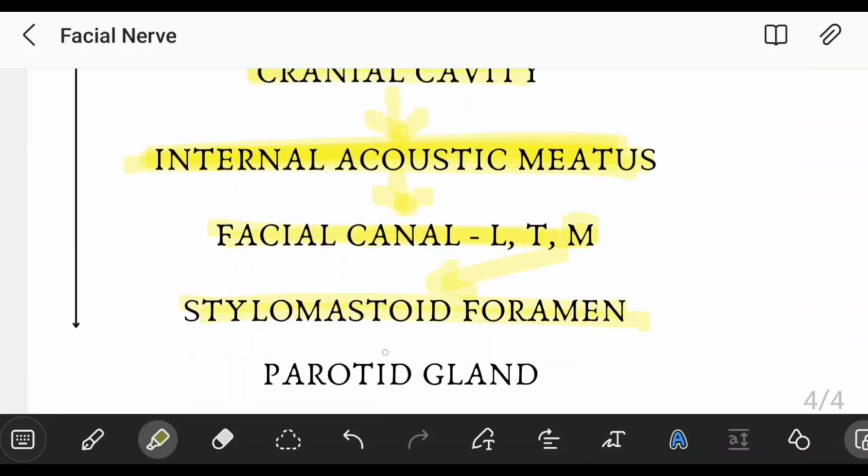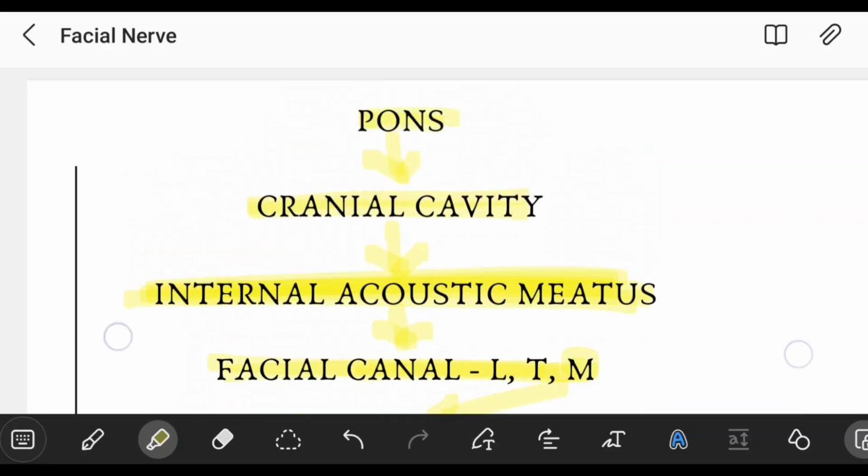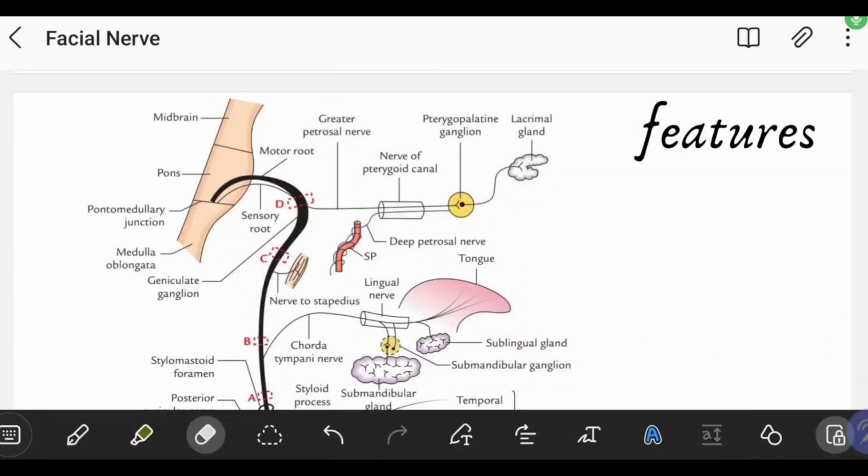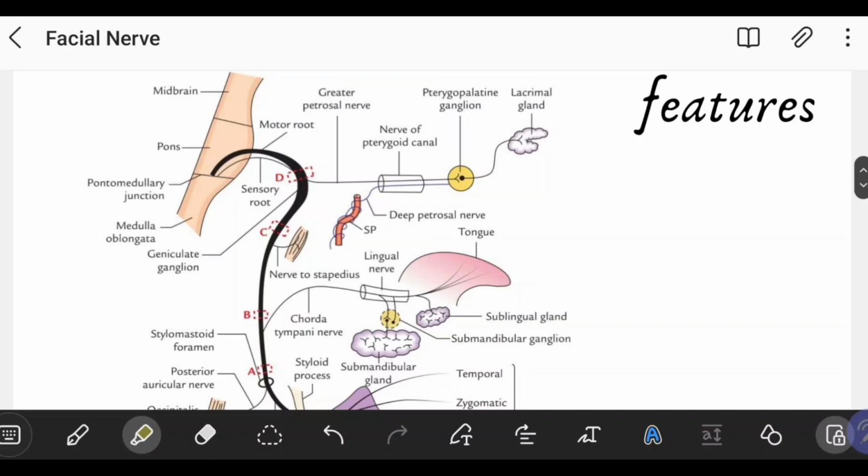Then it goes to the parotid gland, and at the superficial plane, it divides the parotid gland and supplies the facial muscles. Now this is a bit confusing, but as I teach you afterwards, you'll get to know it better. So just have some patience. When we speak about the features of the facial nerve, it's basically the branches. So now we have the origin, as we discussed, the pons.